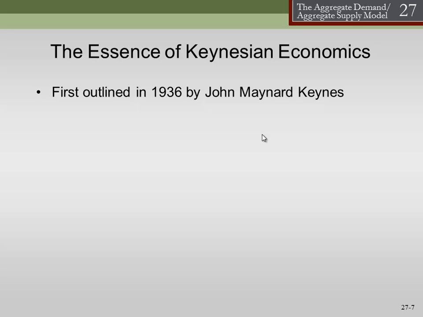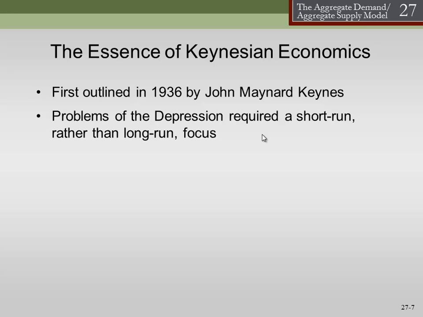And that's really the essence of where Keynesian economics comes out. This is a school of thought very much attributed to John Maynard Keynes. He published a book in 1936. Generally, we just call it the General Theory. The full name is something like The General Theory of Employment, Interest, and Money, but we just call it the General Theory. The problems of the Depression require a short-run rather than a long-run focus.